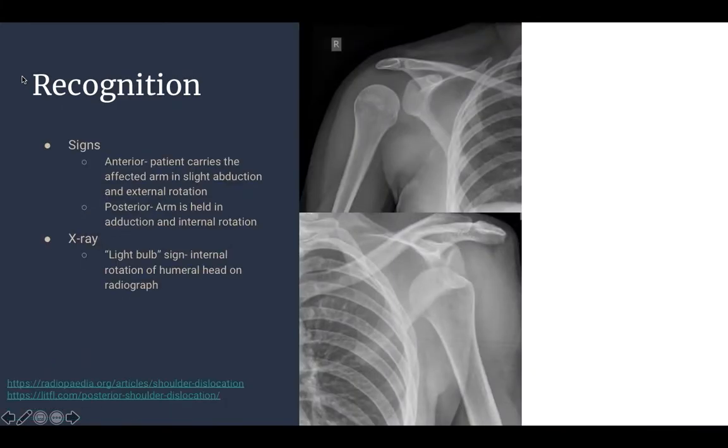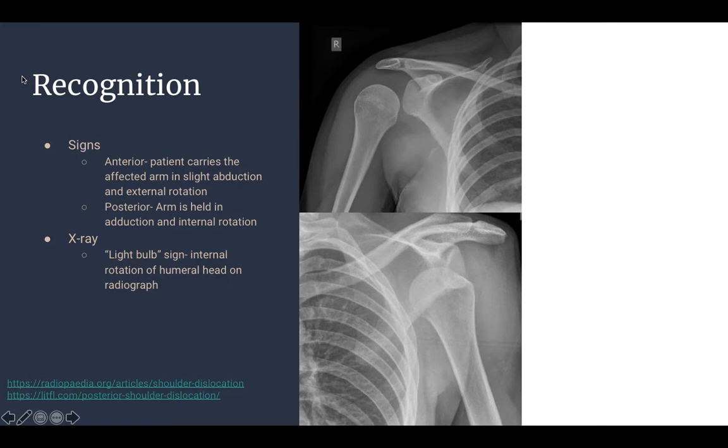Next, we have recognition. Like I said earlier, especially dislocations are mostly diagnosed through the observation part of our evaluation. For an anterior dislocation, the patient carries their affected arm in slight abduction and external rotation. And for a posterior dislocation, the arm is held in adduction and internal rotation, like I previously stated.